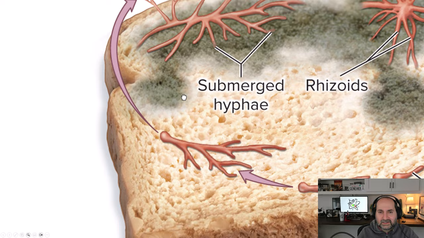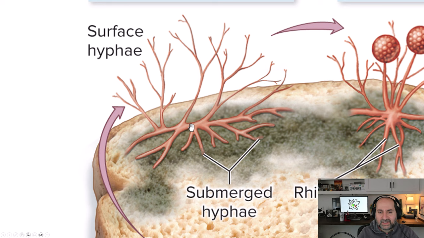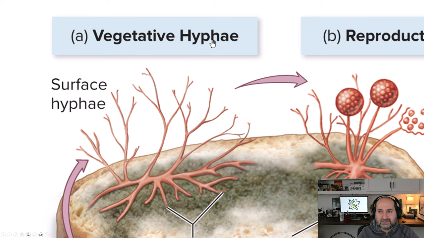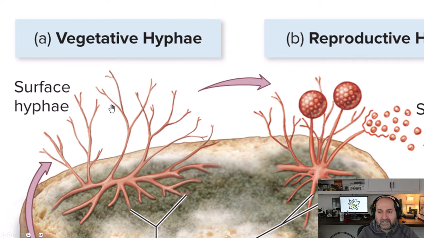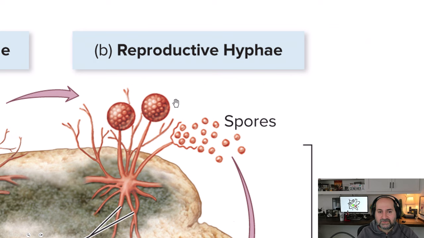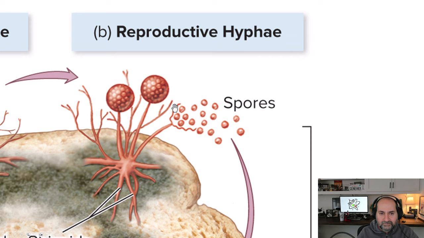And then at some point, these surface hyphae or aerial hyphae form. They form hyphae that are long, tall in the air. And these are known as vegetative hyphae. And at the tips of these tall hyphae form reproductive hyphae, these reproductive structures. In this case, this structure is called a sporangium. With Rhizopus stolonifer, they form spores inside of this cap, and that's known as the sporangium.